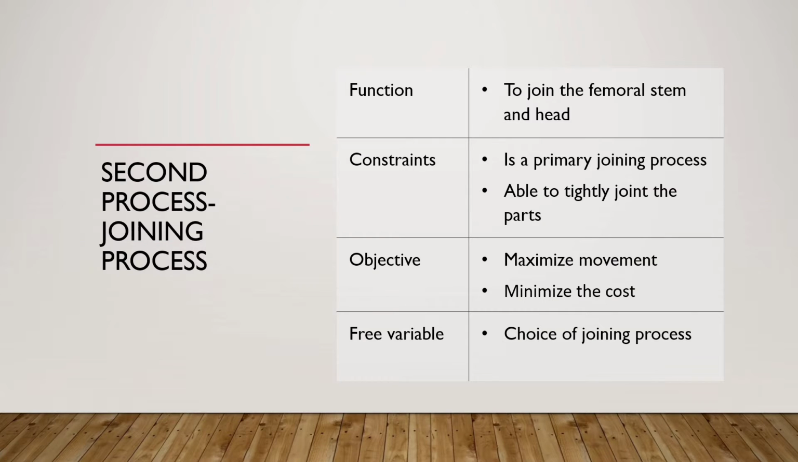The second process of hip implant is the joining process. The function of this process is to join the femoral stem and femoral head. To achieve our objective, our group chose the taper process. It is because we can use a turning machine to crack the thread at the neck of the femoral stem and at the femoral head, so it can be joined easily without using more process and more cost.